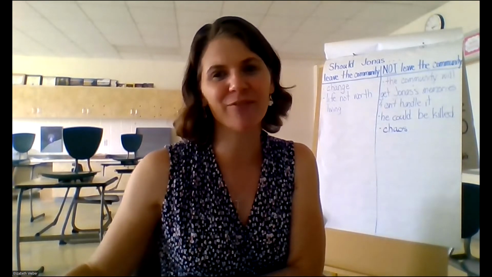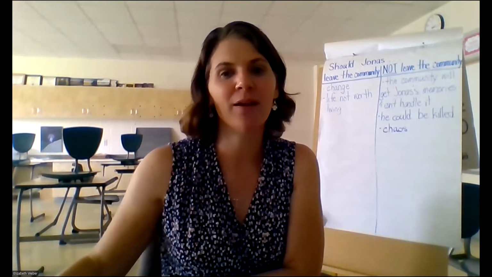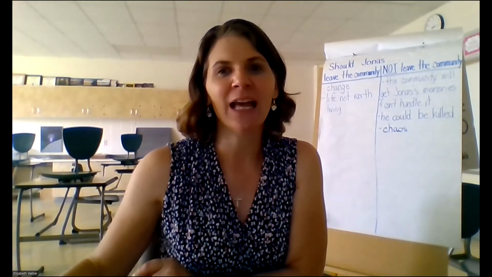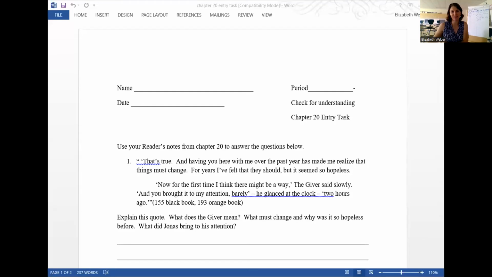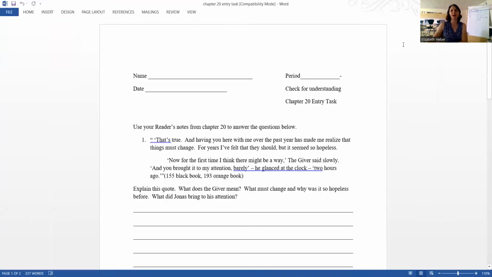All right, so you have a worksheet that you have picked up from hopefully the bellwork tray, and it says chapter 20 entry task. We just finished chapter 20, and this quote that we're taking a look at is at the end of the first time we stopped. I want to point out that you need to fill out the heading: first and last name, class period, today's date. The directions first tell you to use your reader's notes from chapter 20 to answer the questions below.